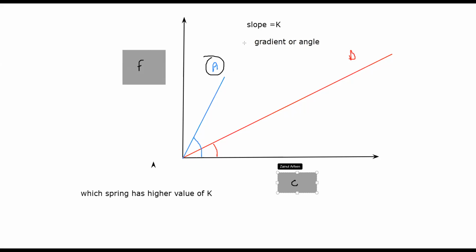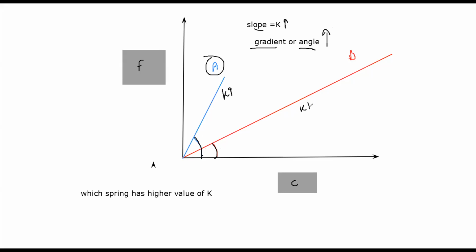When you have two springs which have different values of K, how can you identify which has a higher value of K? You can check the gradient or slope or angle. The one which has a higher gradient, angle or slope will have a higher value of K. So you can check with the x-axis, the angle of A is much greater than the angle of B. That's why it has a higher value of K.